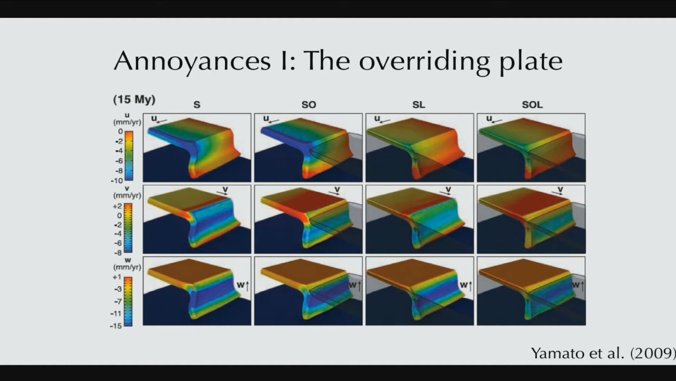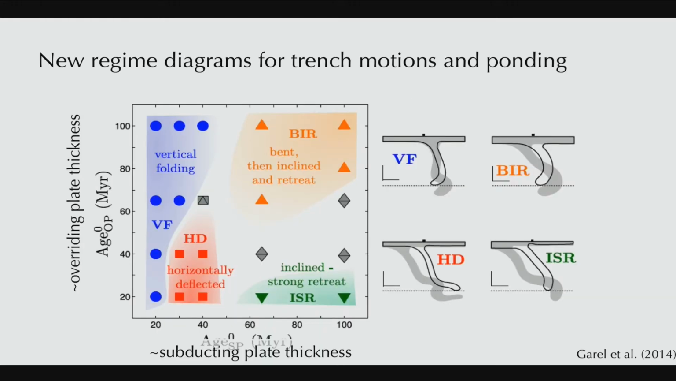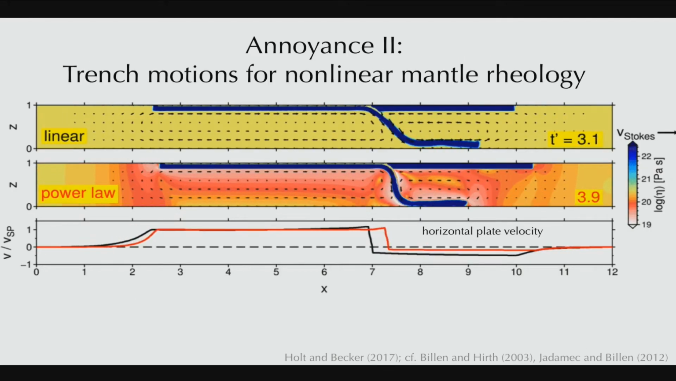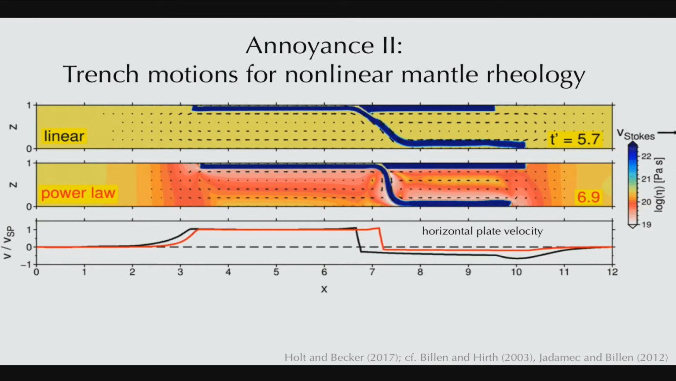But the overriding plate matters for a number of other reasons. And so the overriding plate then turns out to have a control on those systematics of having folded slabs or having inclined strong retreat. And it's not just the subducting plate, but it's also the overriding plate that seems to control what's happening. Well, why is that? Well, one of the reasons is that, okay, so this is one annoyance, the upper plate.